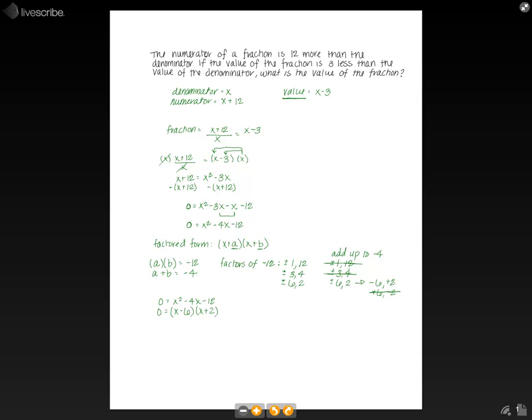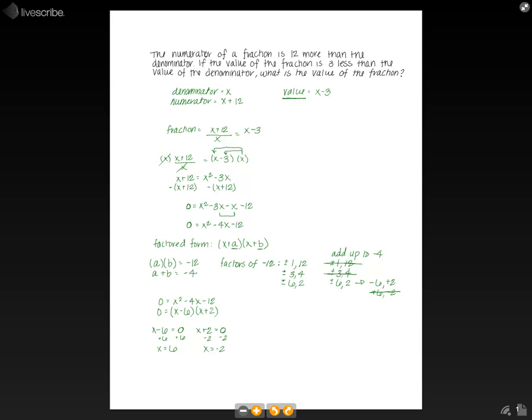Alright, so now that we've factored, we should be able to solve for x. So we know that if x minus 6 times x plus 2 is equal to 0, then one of those quantities has to be equal to 0. So how we solve this is we set each one equal to 0 separately. So x minus 6 is equal to 0, and x plus 2 is equal to 0. So we're going to come up with two solutions. So to solve this one, we add 6 to both sides, and we get x equals 6. Solve this one, we subtract 2 from both sides, and we get x equals negative 2.